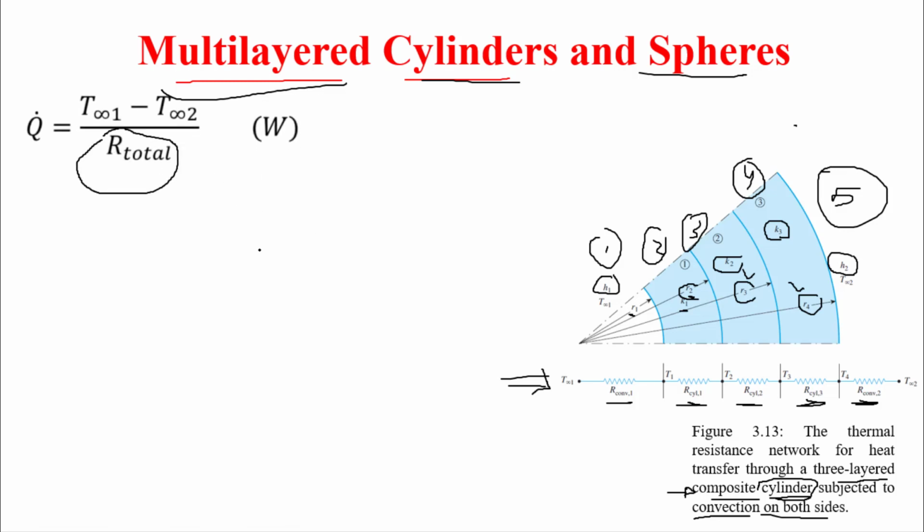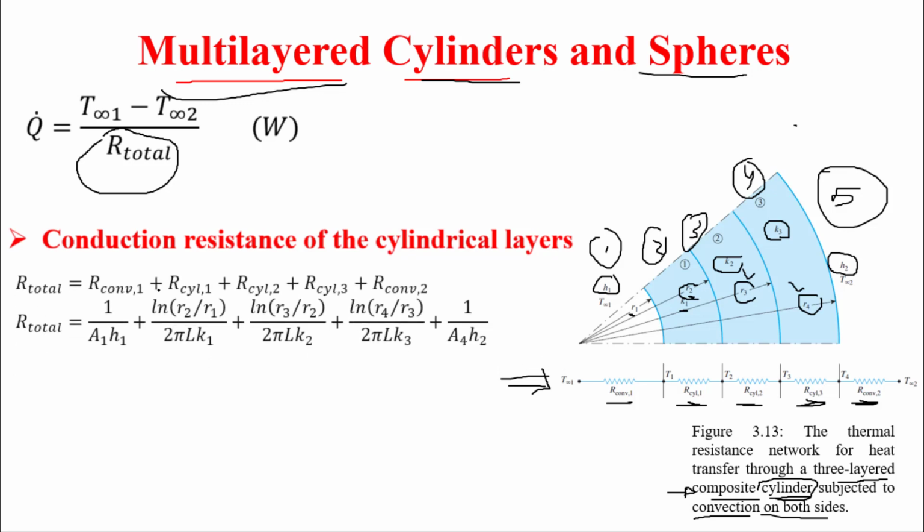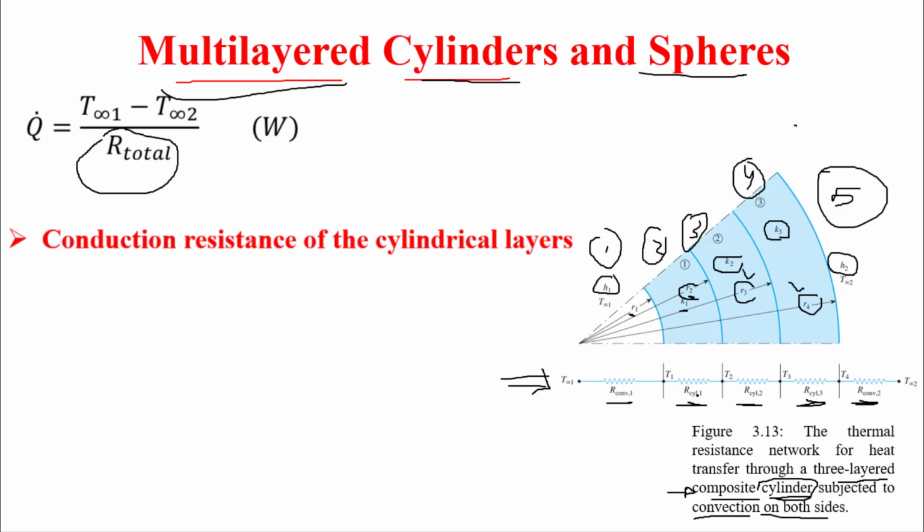Once they are in series, then if I need R total, I have to add them, okay. So the total resistance equals R convection 1 plus R cylindrical 1 and so on. So R convection 1 is equal to 1 over H1 multiplied by area 1, okay, where H1 is the convection coefficient, and area 1, once we are talking about layers, is equal to 2 pi R1 multiplied by L of the cylinder, okay.